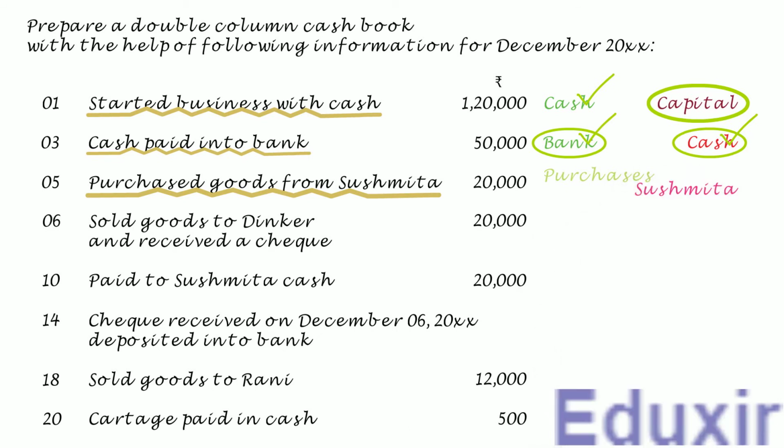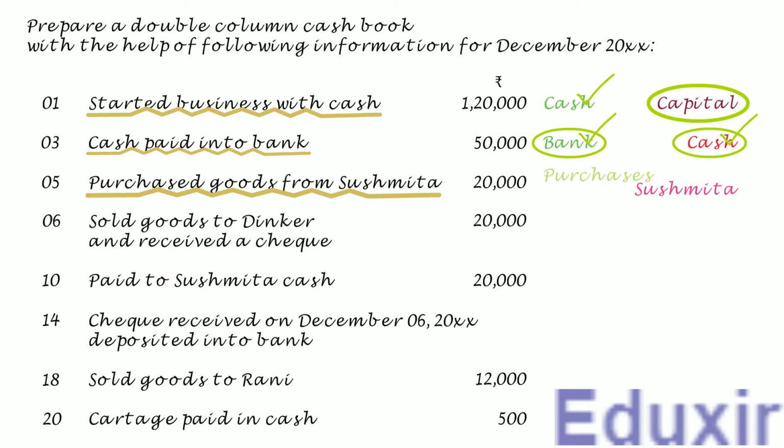In this transaction, as you can see, only the purchases and Sushmita accounts are involved. Neither the cash account nor the bank account is involved. As the scope of this problem is to post entries to the cash book, we should post only the cash or bank account related entries in the cash book. None of these accounts, that is Sushmita and purchases account, qualify to be posted into the cash book. So we should not be posting them into the cash book. We will leave it there and proceed to the next transaction.